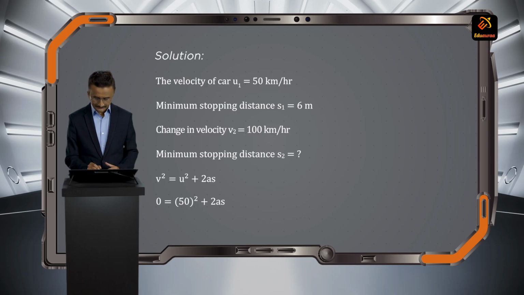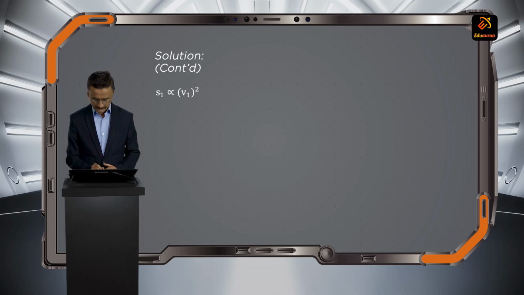So in short I can say 2AS it is negative. So on the left hand side it becomes not positive. It is 50 km per hour the whole square. So this is for the first case. So in short I can say the stopping distance it is directly proportional to V square. Okay. So I can say S1 is directly proportional to V1 square, and that's why S2 is directly proportional to V2 square.